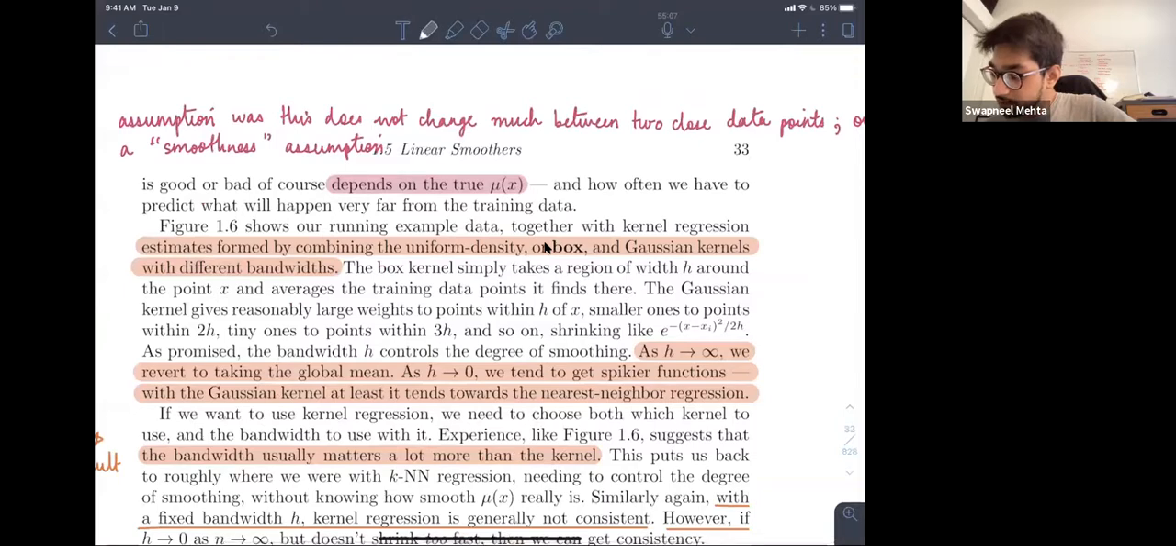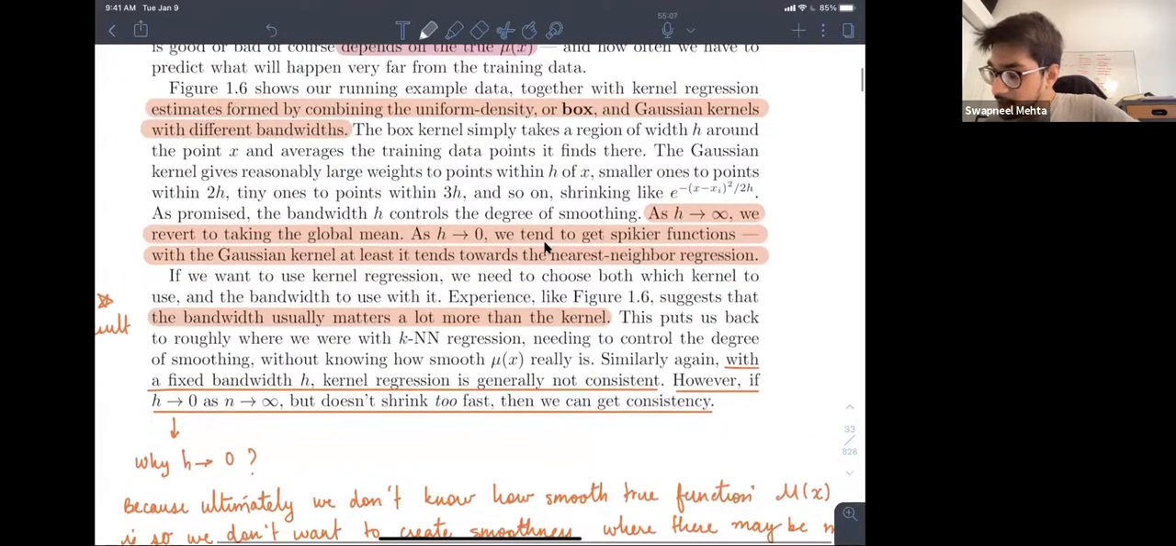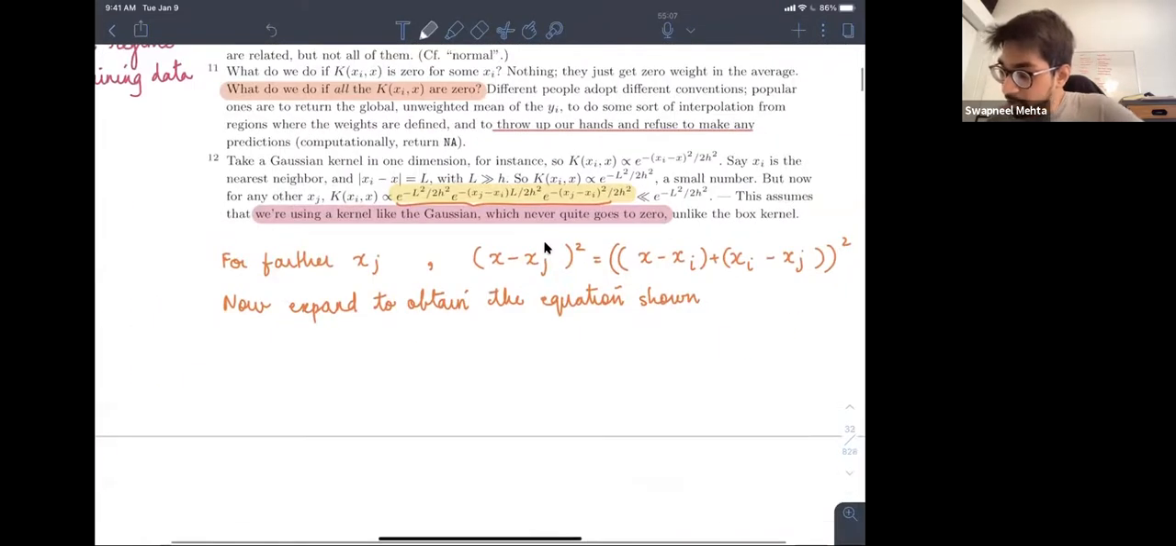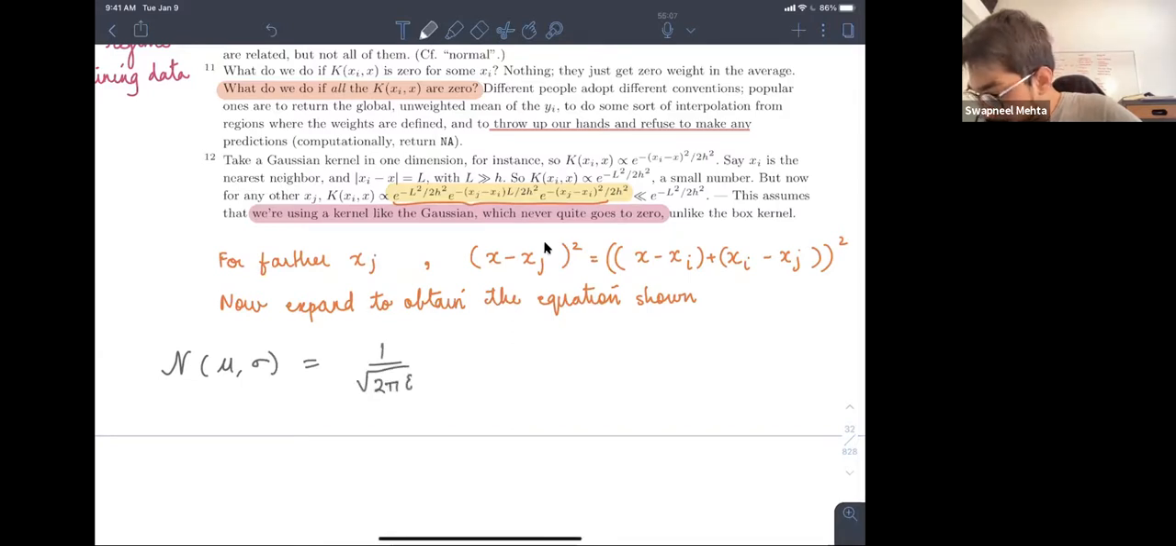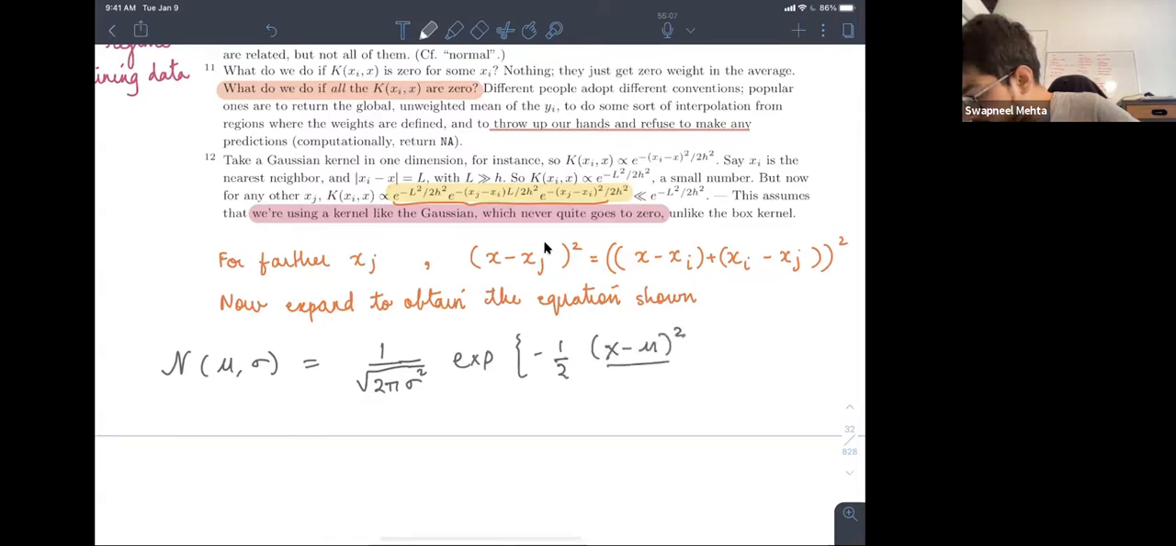So choice of kernel varies. And as your kernels vary, so do your estimators. There is some analysis of how a particular case of a kernel works. So you know that this normal distribution, normal with mean mu and variance sigma, can be written as 1 over root 2 pi sigma squared, exponent minus half, x minus mu whole squared by sigma squared.